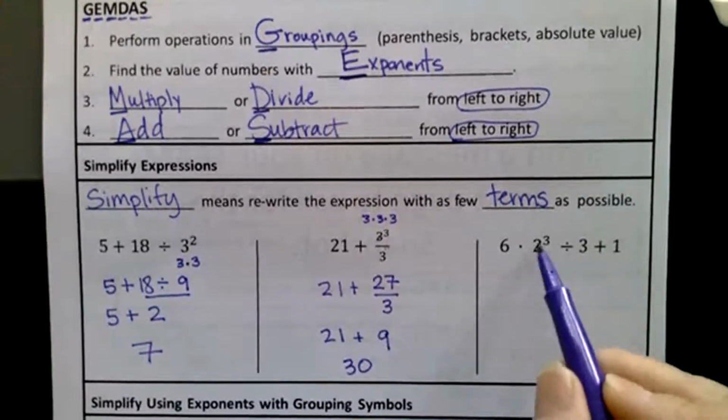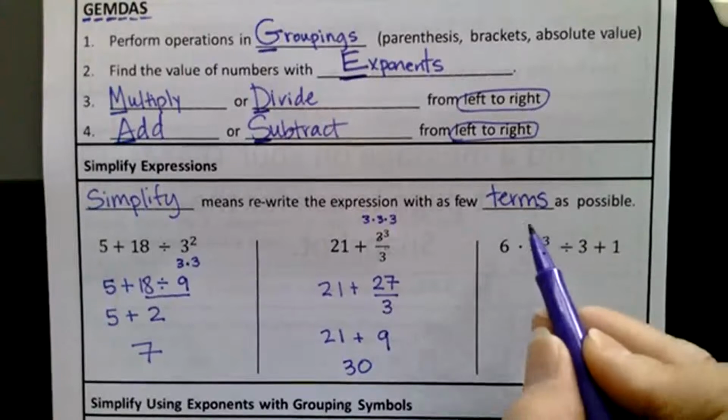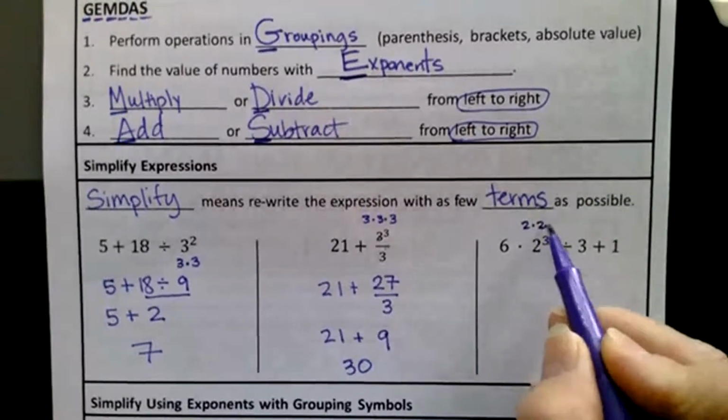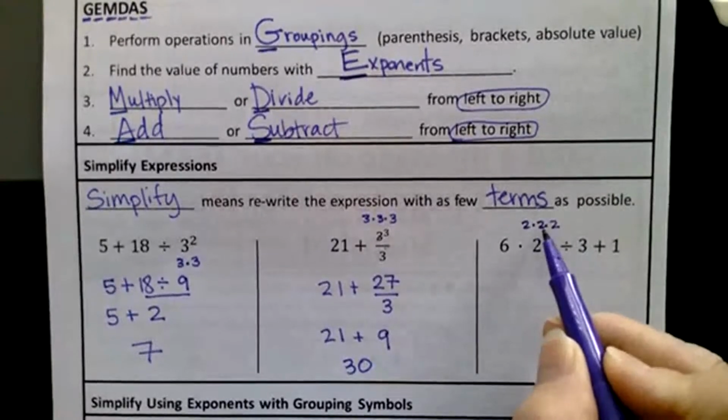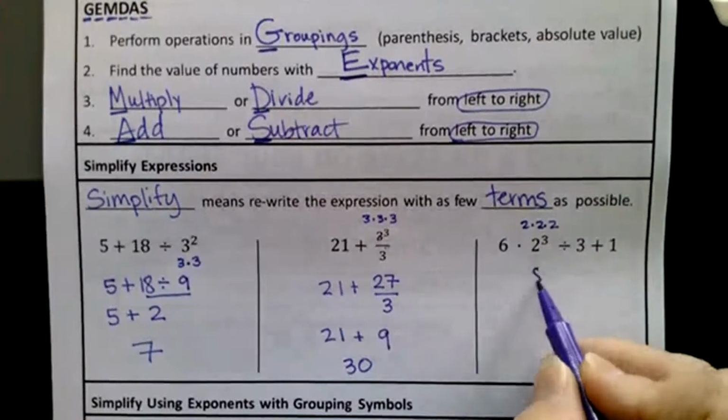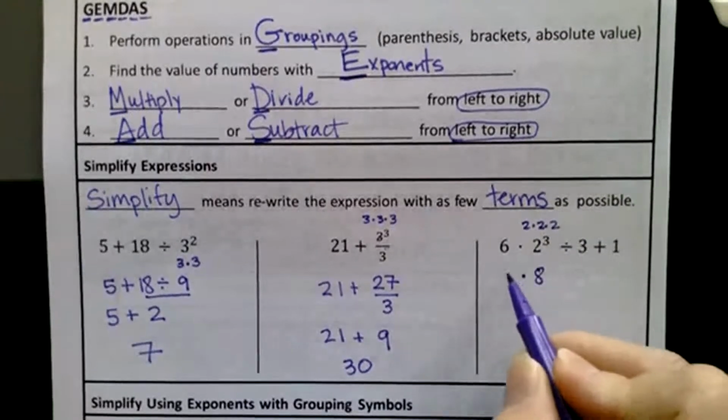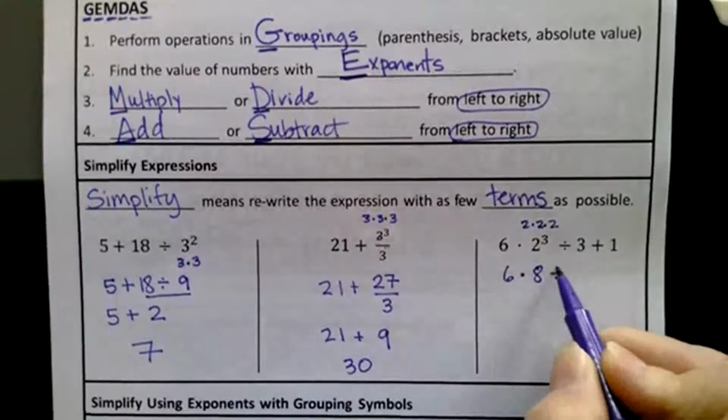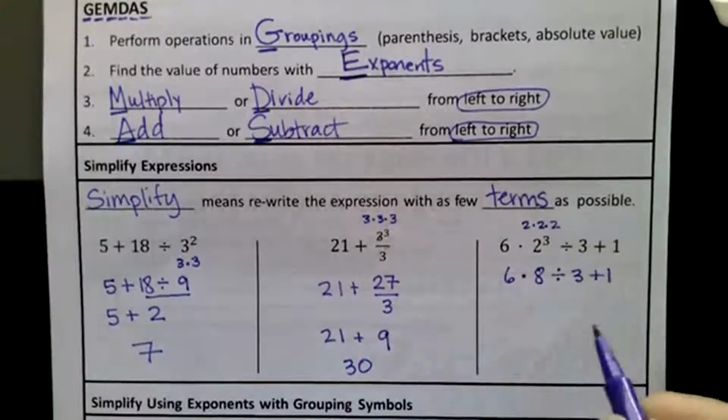So again, no grouping, so we're going to do our exponent first. That is 2 times 2 times 2. 2 times 2 is 4. 4 times 2 is 8. So this is 8. So it's 6 times 8 divided by 3 plus 1.